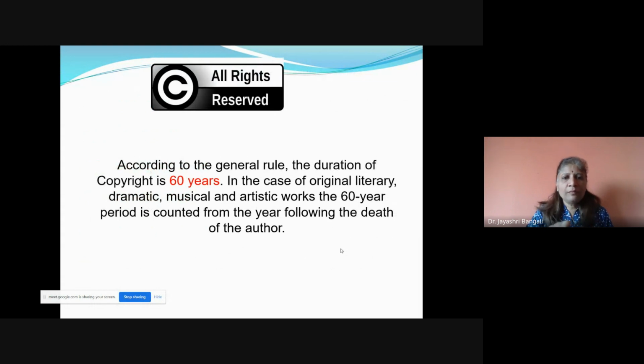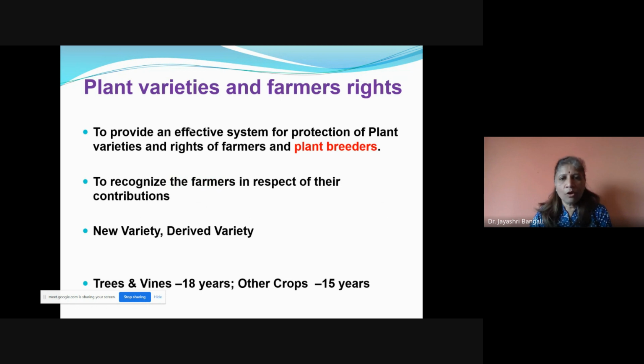You might have seen this C in a circle. It indicates that the material is copyrighted, and once you have taken the copyright of your material, it lasts for 60 years. The period is counted from the year following the death of the author. So it is a long period for which the IP is protected.